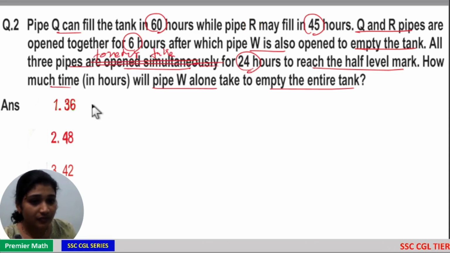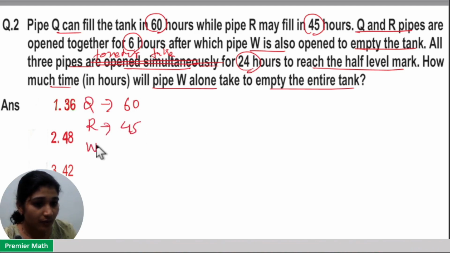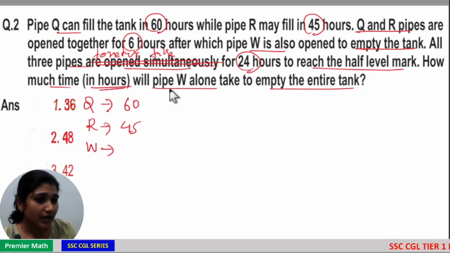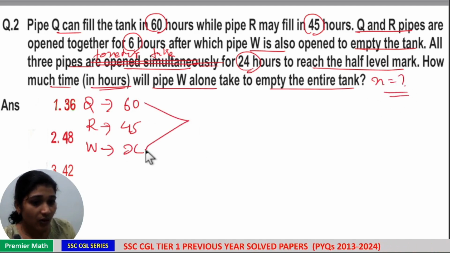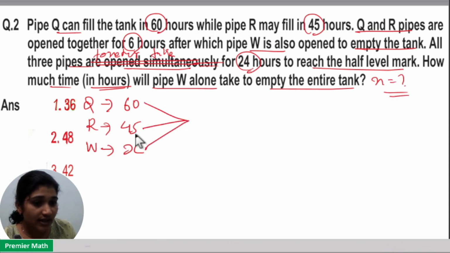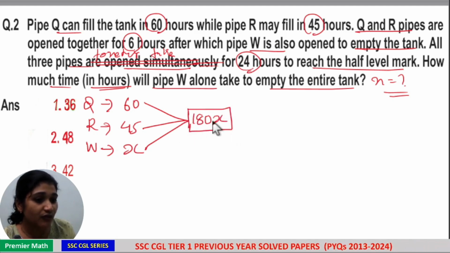Here, pipe Q can fill the tank in 60 hours and pipe R can fill the tank in 45 hours. Now, pipe W is an emptying pipe which will take some time to empty the entire tank. I will take it as X hours. Now, we have to find out what is X here. Here, all these 3 pipes are doing the same job. So take the LCM. LCM of 60 and 45 is equal to 180, but here we have X. So take 180X as LCM. Now 180X LCM means total work is 180x. That is total capacity of the tank is 180x.